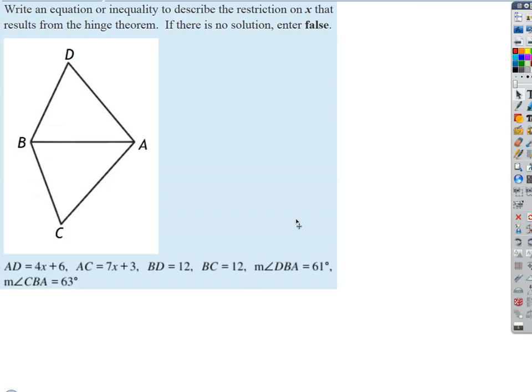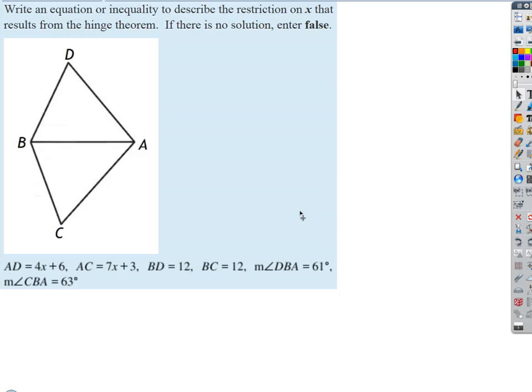Okay, same kind of thing, right? So first of all, we need to see if the Hinge theorem applies. Because if it doesn't, we can't really do anything about this. But let's see if it does. We're trying to see if there's some restriction on x here.